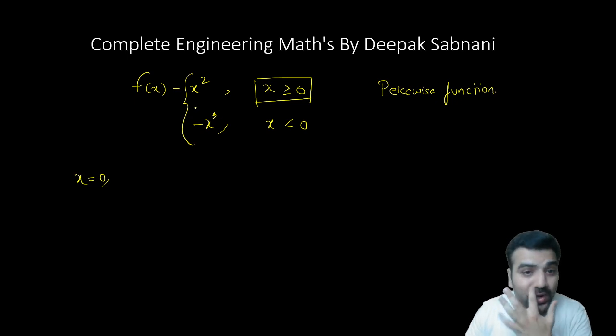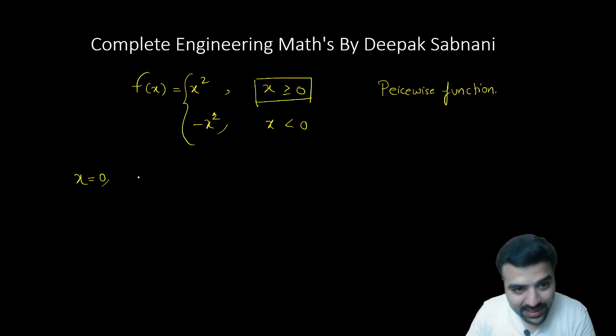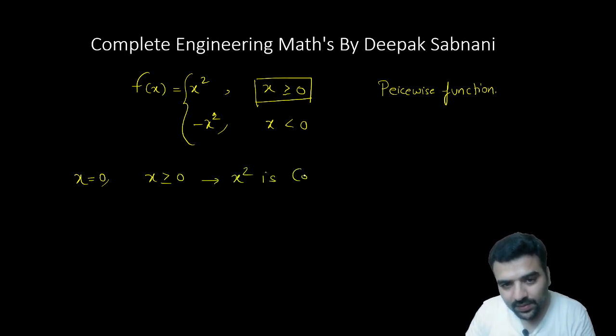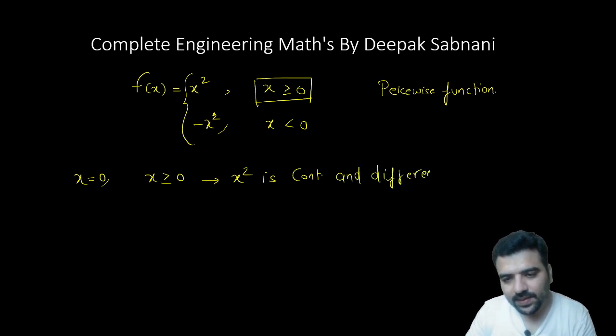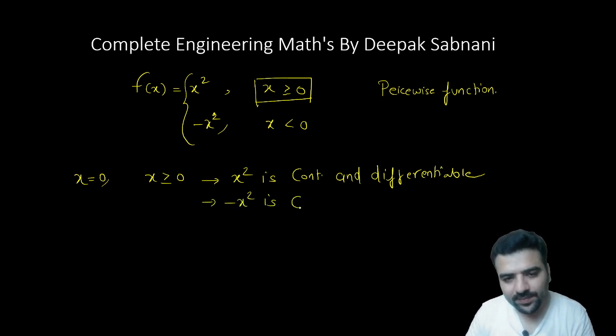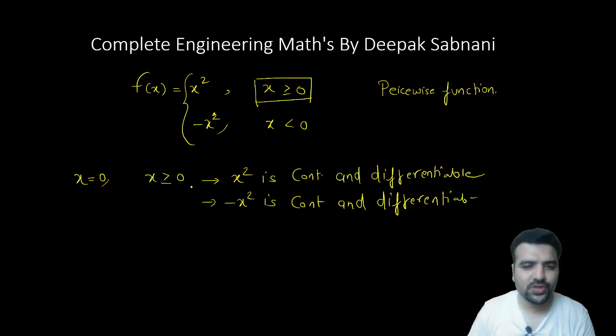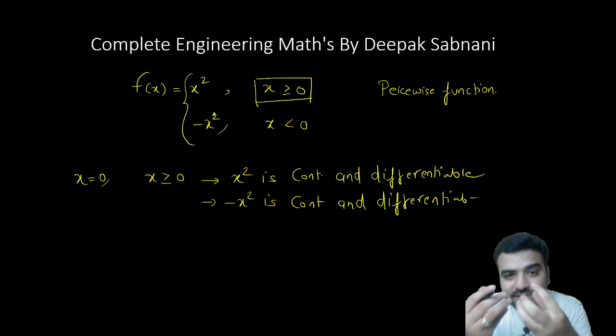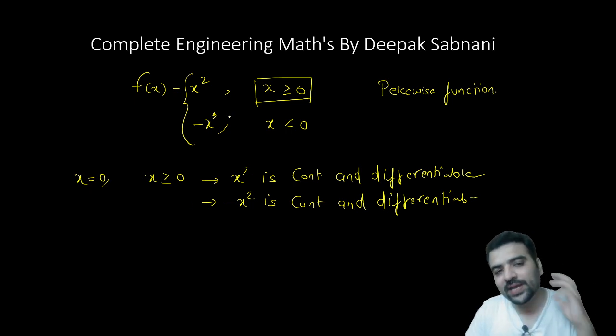Now, y equal to x square, all polynomial functions are continuous and differentiable. So when x is greater than or equal to 0, x square is continuous and differentiable. When x is less than 0, even minus x square is continuous and differentiable. Okay, so both are fine, but at the point where it is changing its function, there we have to see.